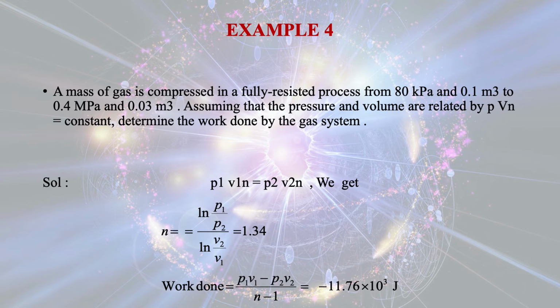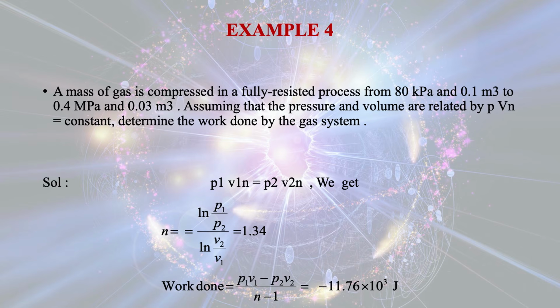For the polytropic process, we know that P1 V1 to the power n is equal to P2 V2 to the power n. So we know P1, we know V1, we know P2, we know V2, so we can calculate the value of n. If you write down the expression, P1 by P2 is equal to V2 by V1 whole to the power n, and taking logarithm on both sides, you will get the value of n is equal to ln P1 by P2 divided by ln V2 by V1. Now we know P1, the initial pressure, and V1, the initial volume, and we know the final pressure P2 and the final volume V2. We just substitute all these values in this expression, and we can calculate the value of n.